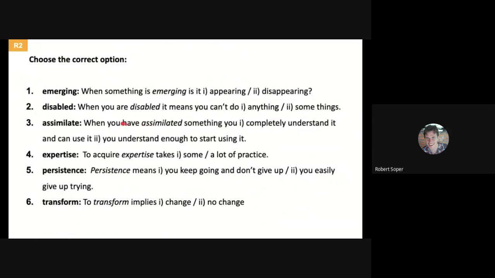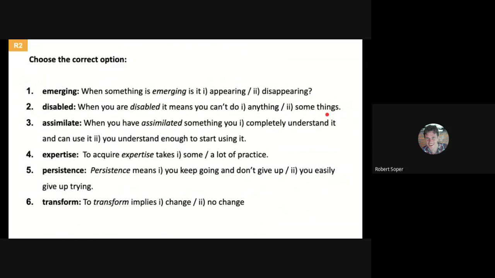So when you are disabled, it means you can't do some things. For example, if you're in a wheelchair, the some things you might not be able to do would be, as I was saying, walk or ride a bike, or even in most cases climb a mountain. These are things that you might struggle to do, but there's lots of other things you can do. So the correct answer here was two, some things.